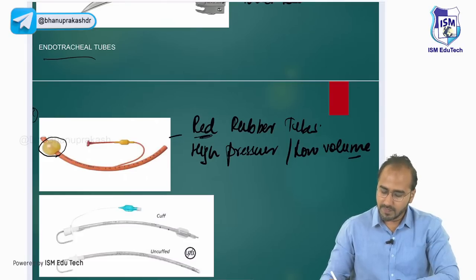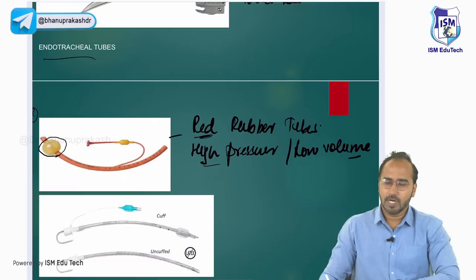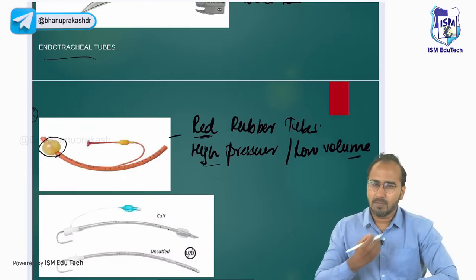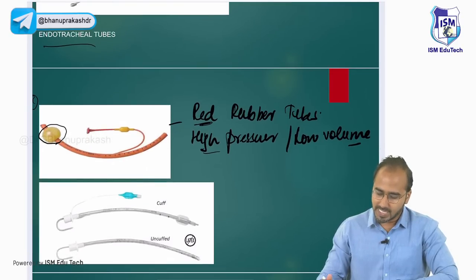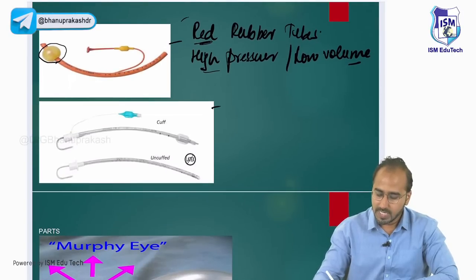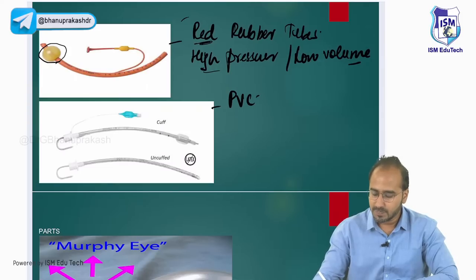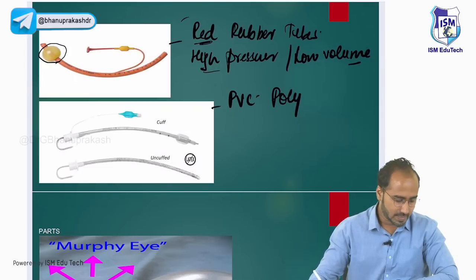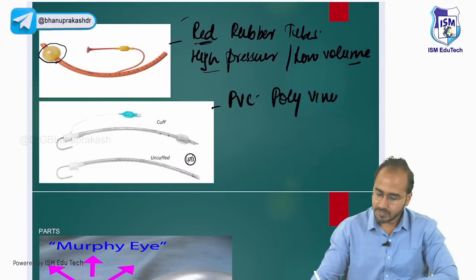So just look over here. This was high pressure and low volume. As this was causing pressure problems in the trachea, these are not used at all. Nowadays, the tubes that we commonly use are made of PVC. What is PVC? Polyvinyl chloride. Right?